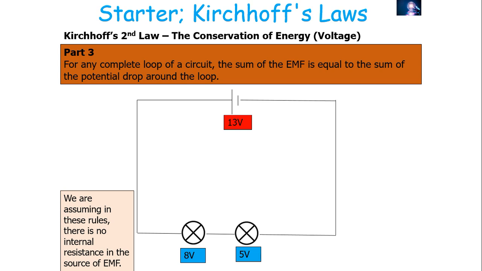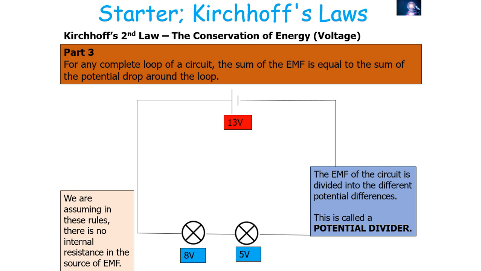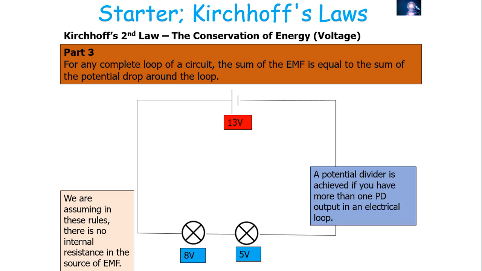The third law, or the third part of the law I should say, my apologies, is that for any complete loop of a circuit, the sum of EMF going in is equal to the sum of the potential drops around the loop. Now again, the EMF will be divided into different potential differences. So we call this setup a potential divider.